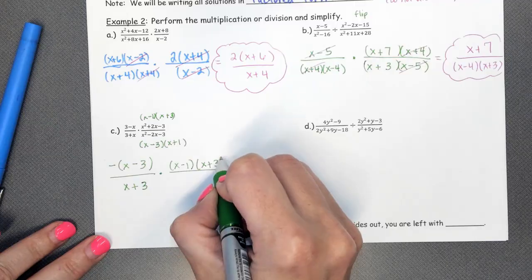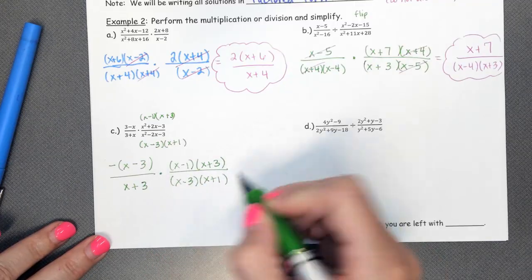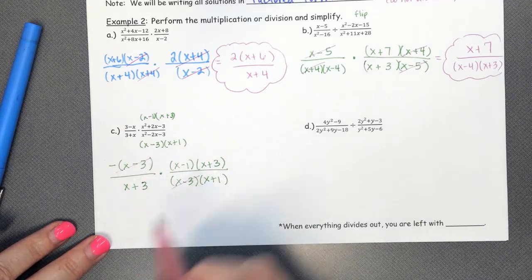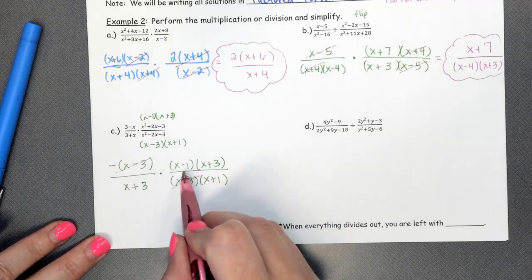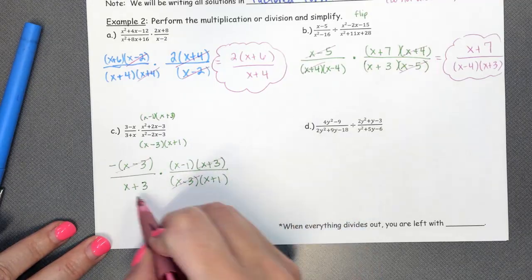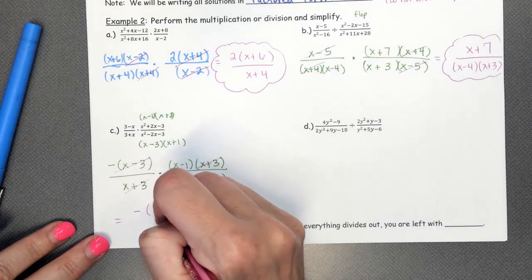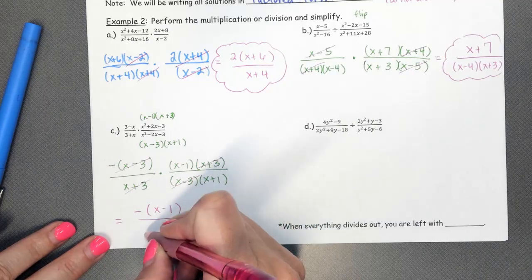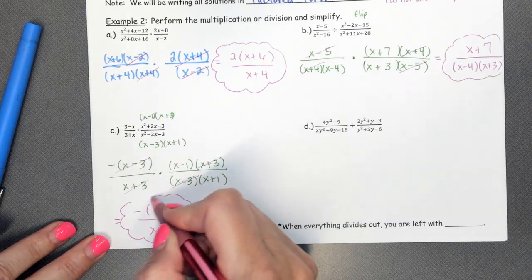So now you're going to have some cancellations here. Okay, so the x minus 3 can now cancel out. Okay, the x minus 1 can't cancel out because this is plus 1. The x plus 3 can cancel. So you can write your answer like this: negative times x minus 1 over x plus 1. So this is one way to write it.